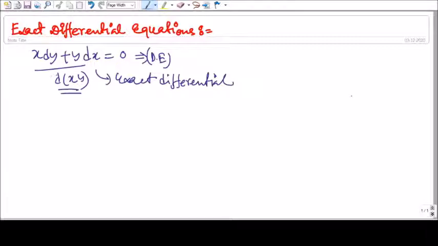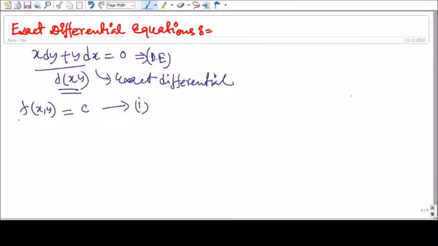So if the left hand side is written as a differential of some function, then this differential equation is said to be an exact differential equation. Now let us explain this. There are some functions or family of curves. Suppose f of x and y, a function of both x and y, is equal to c, a constant. This is equation 1.